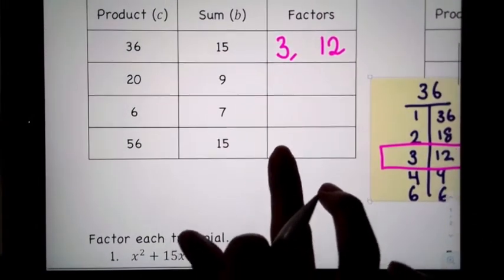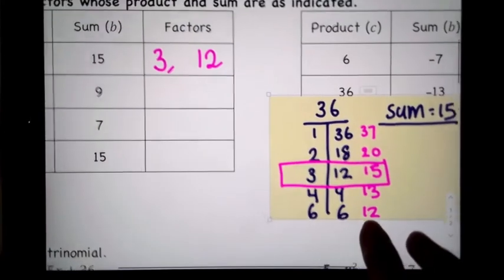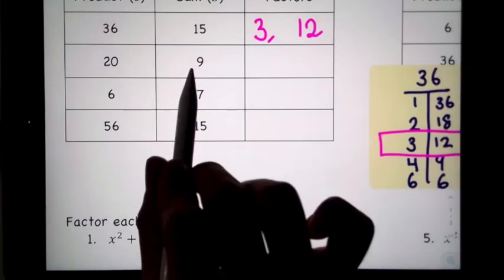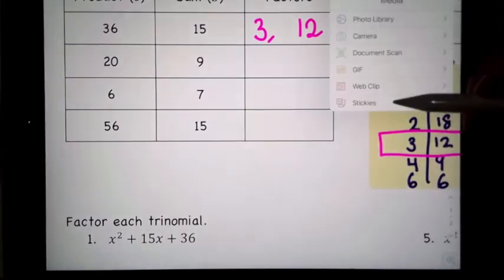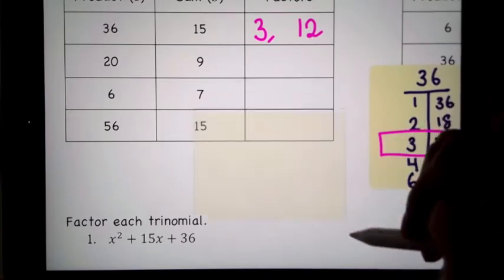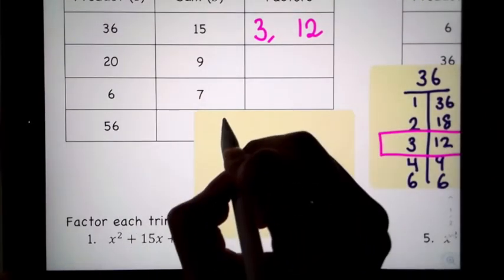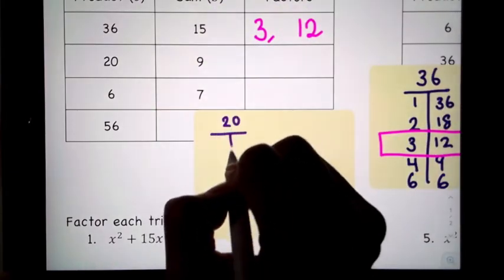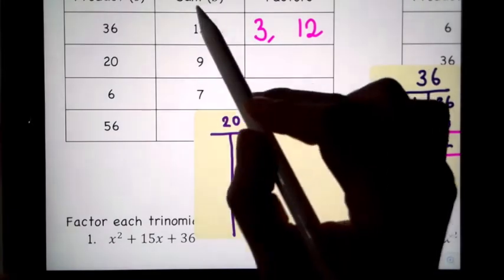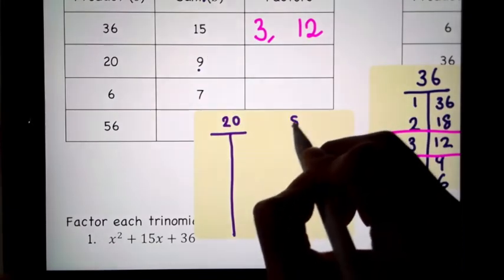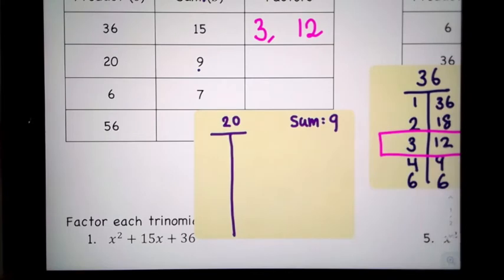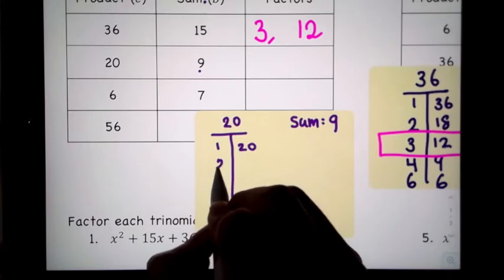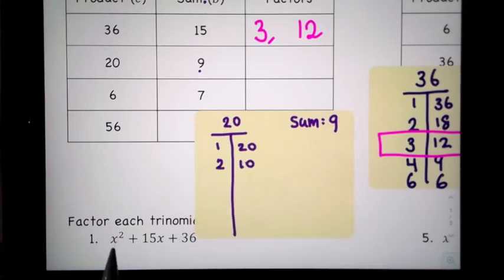And look at this. Let me try the other question. So let me try this. 20 and 9. Then what? We need to break down 20. Right, so I'm going to break down 20. So 20. And let's make the factor table. And what we want to find? Sum of 9. Right? So I'm looking for two numbers that make 9. So 20, then that's 1, 20. 2, 10.